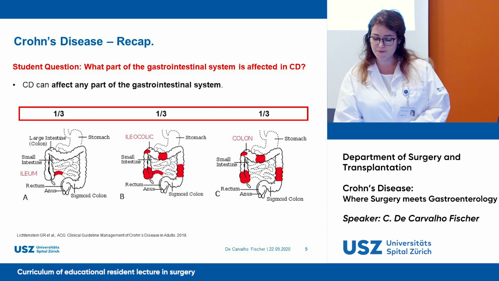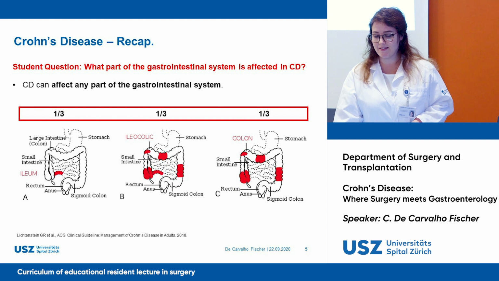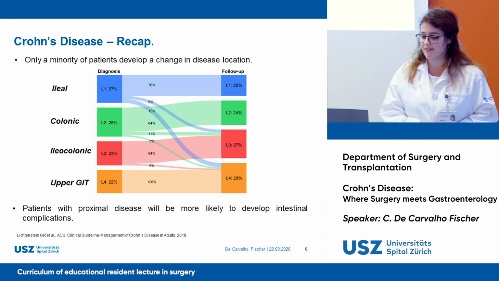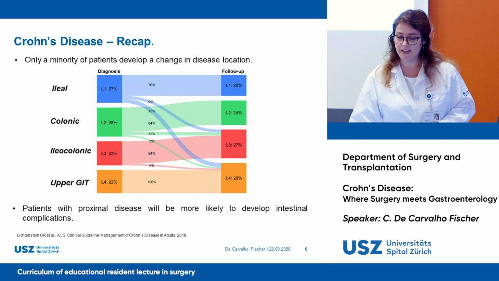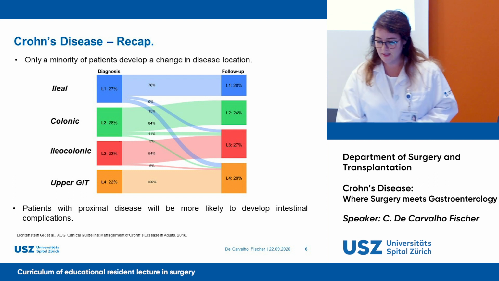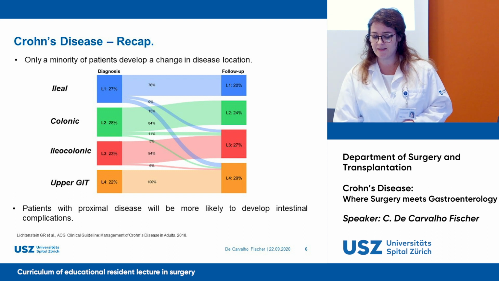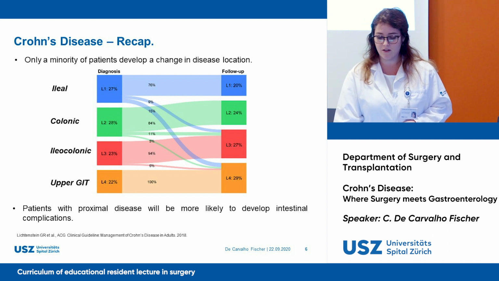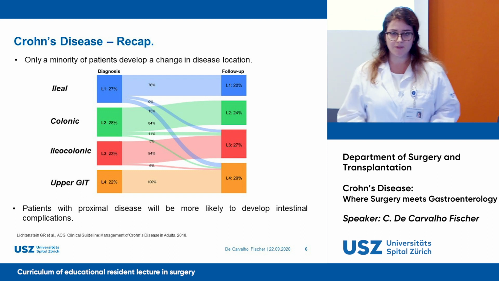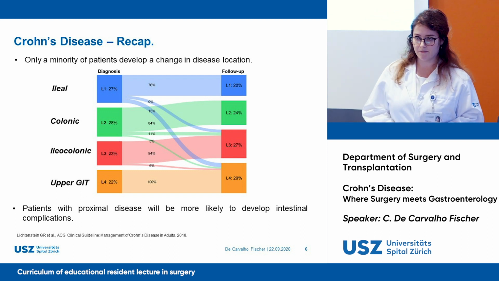However, population studies have shown that patients will present with either disease in the ileum, ileocolic disease, or colonic disease in 1/3 of cases each. And the interesting part about this is that only a minority of patients will develop a change in disease location, as we can see here in this wonderful diagram. L1, again using the Vienna classification, is ileal disease, L2 colonic, L3 ileocolonic, and L4 is disease of the upper gastrointestinal tract. It's important to say that patients with proximal disease are more likely to develop complications.